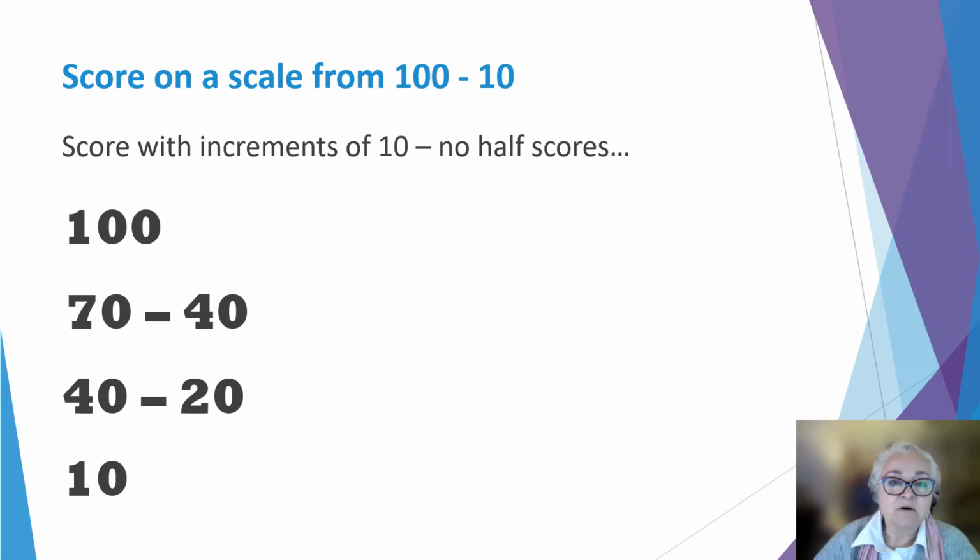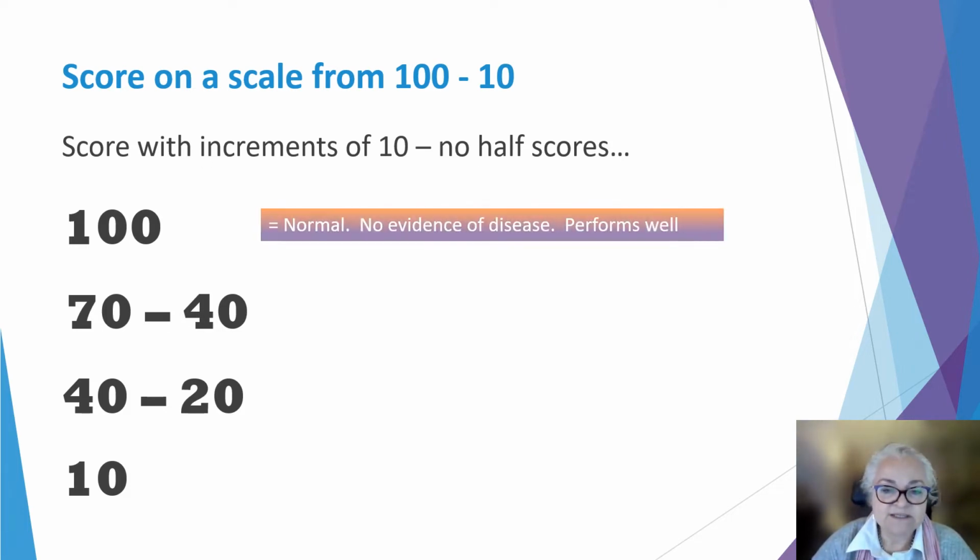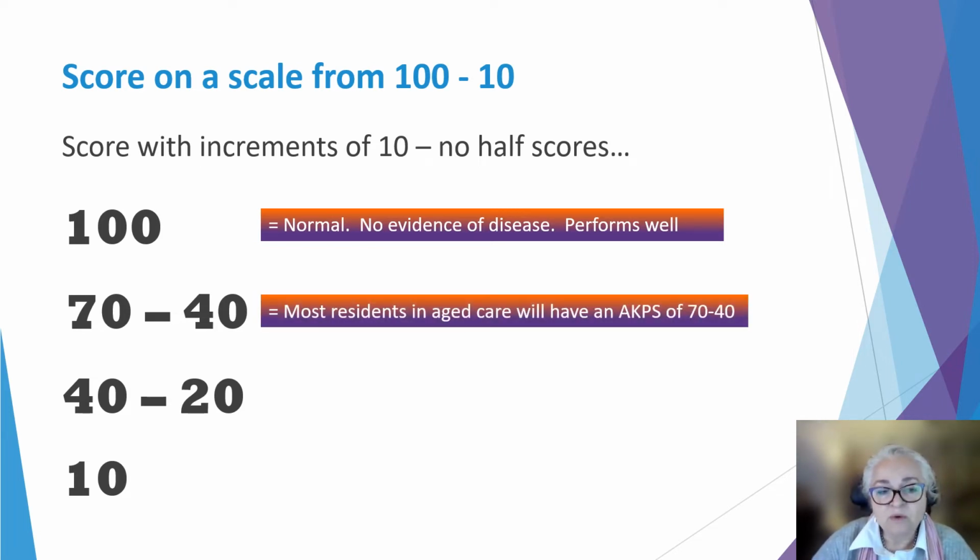The scoring on the AKPS is quite specific. The scale is from 100 down to 10. Scores are in increments of 10 and no half scores. If someone is sitting at 100, they are unlikely to be in residential aged care. They are considered to be normal, no evidence of disease, and perform well. What we do see is that most people in residential aged care sit in the range between 70 and 40.